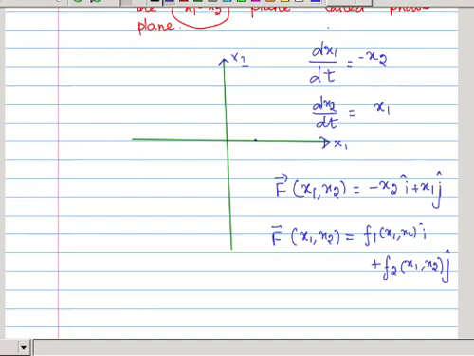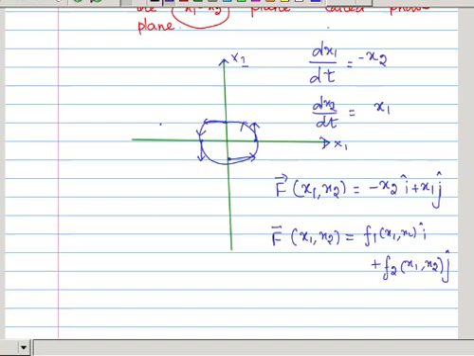So at the point 0 comma 1, what will come? The point is here, and the vector will go in the counterclockwise direction, you will get it like that, correct? At 1 comma 0, the point is like that, correct? And at minus 1 comma 0, you will get this direction, correct? So it forms a circle, like the previous example we saw, correct?